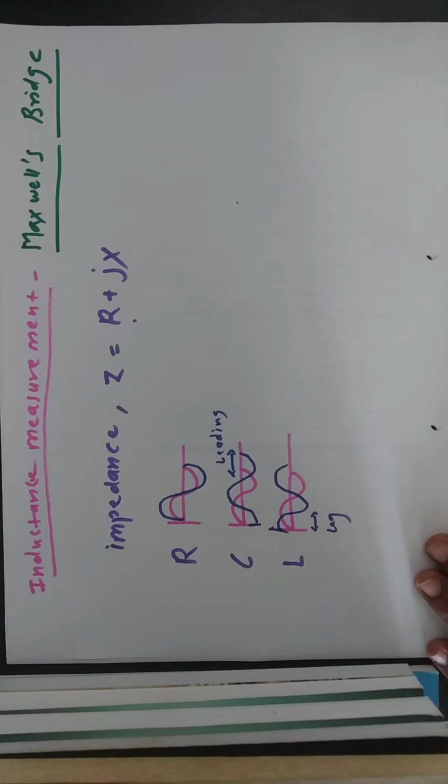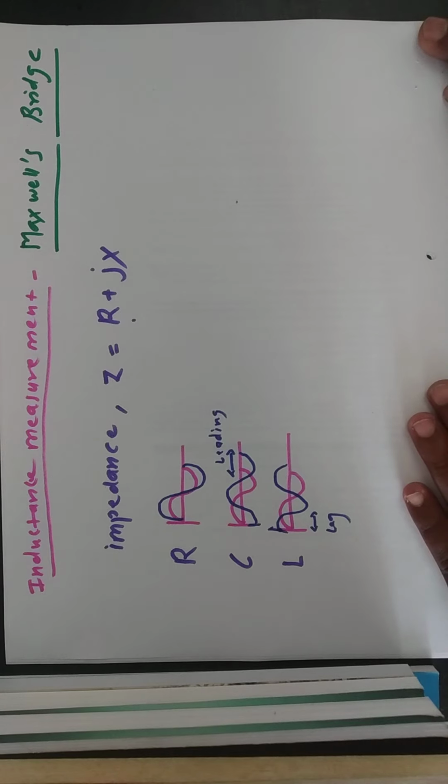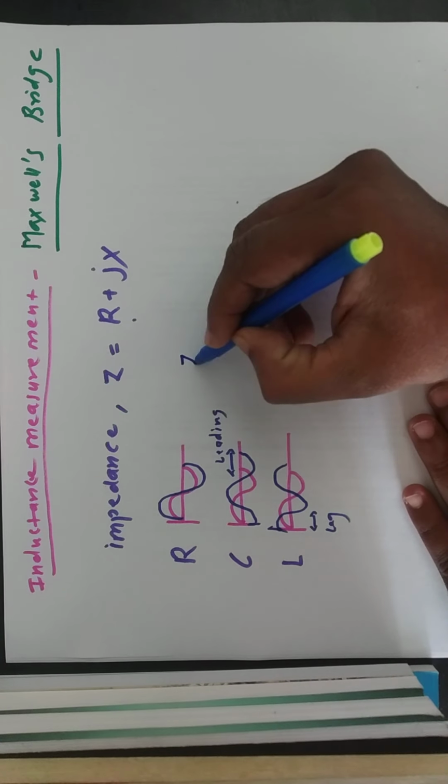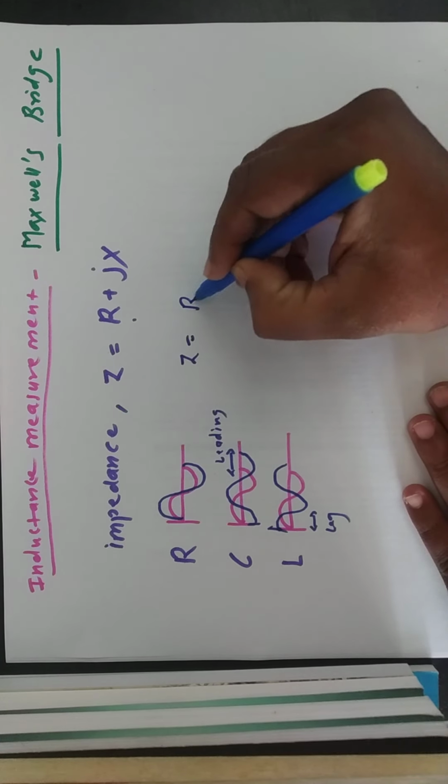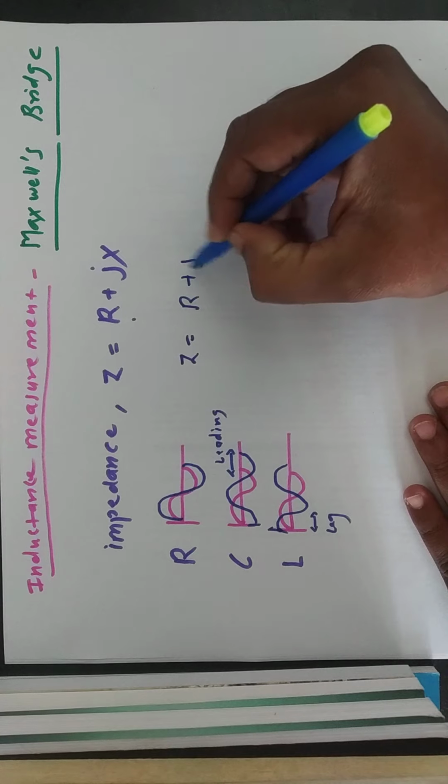For example, the Maxwell bridge, as we know, measures an unknown inductance in terms of a known capacitance. Let's remember this. This is the basic theory. Now we will dive into more details of this. As I told you, the impedance Z can be written as R plus jX, or R plus j omega X.